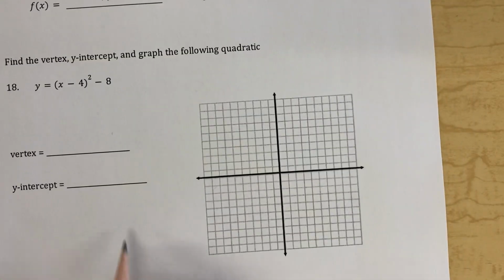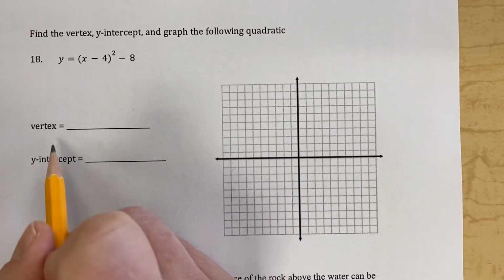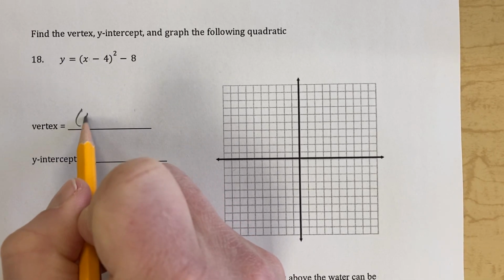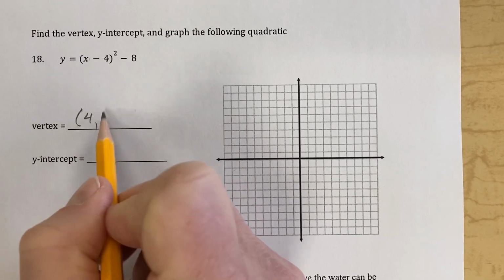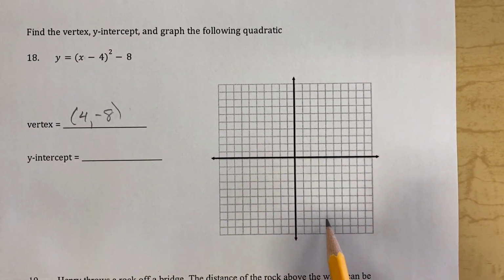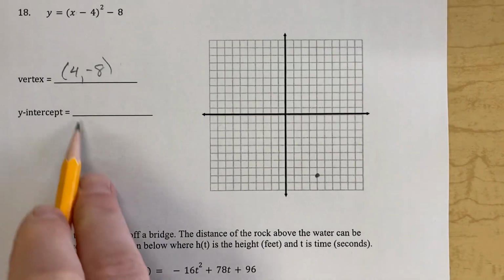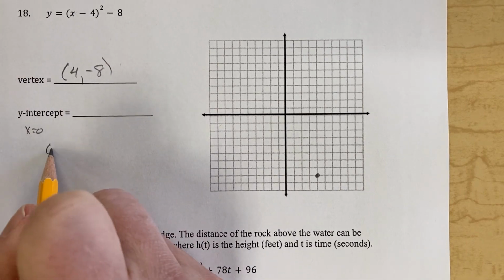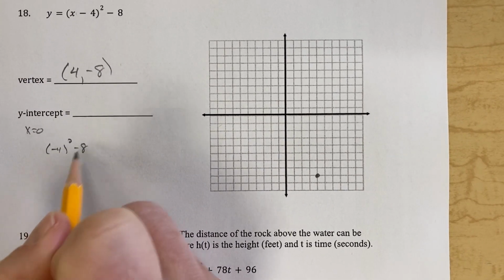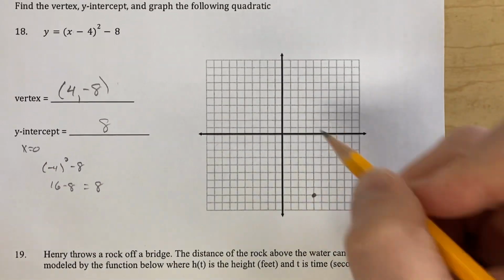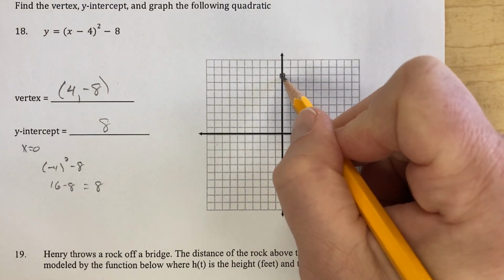Okay. Find the vertex, y-intercept and stuff. For the vertex, they give it to you in vertex form. It's the opposite of what you see with the x, so 4, and exactly what you see out here, -8. So at 1, 2, 3, 4, -8 right there, that's where your vertex is, okay? As far as the y-intercept goes, we're gonna set x equal to 0. So if you put 0 in there, you're gonna get -4 squared minus 8. That's 16 minus 8, which is 8. So our y-intercept is up here at +8, okay?